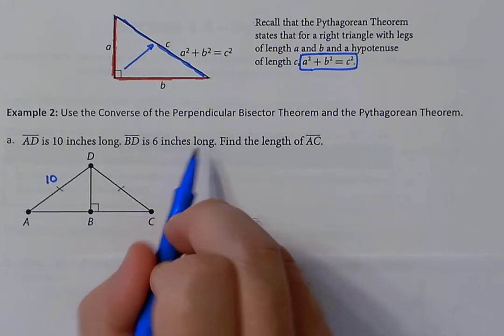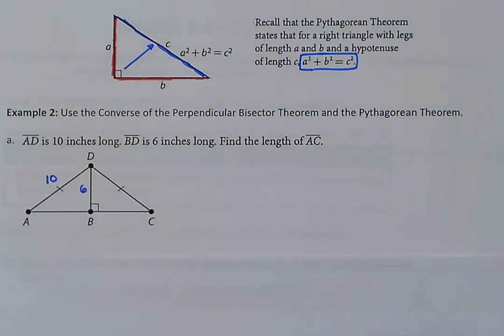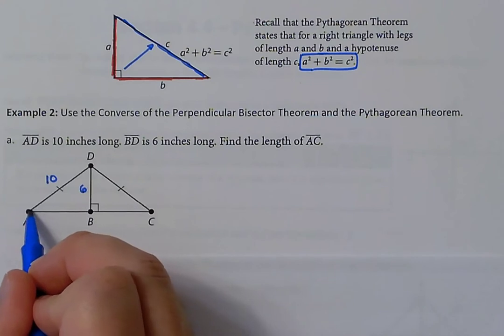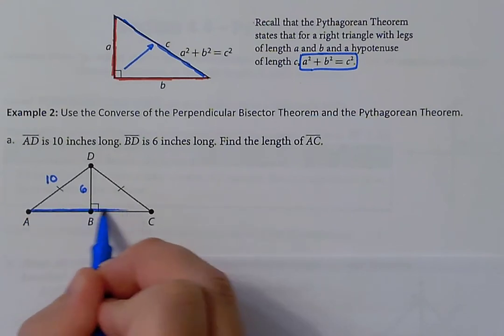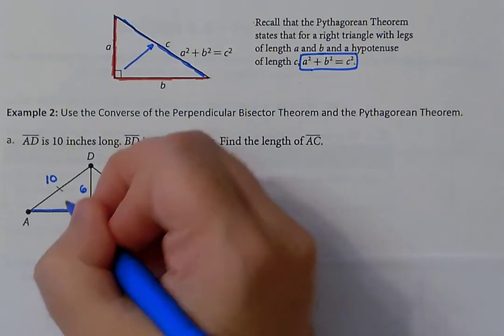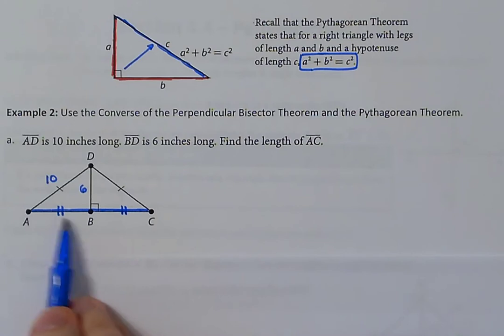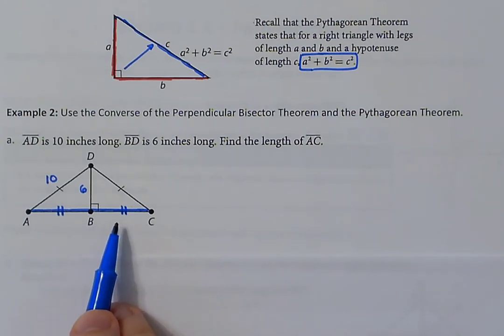They also tell me that BD is 6 inches long, and they want me to find the length of AC. So I need to figure out how long AC is. Now, in example 1, to figure out AC, we would have taken AB and CB and added these two measures together to get the whole of AC. Now, we don't currently know what AB or BC is, so we can't do that. So we need to figure out what it is.